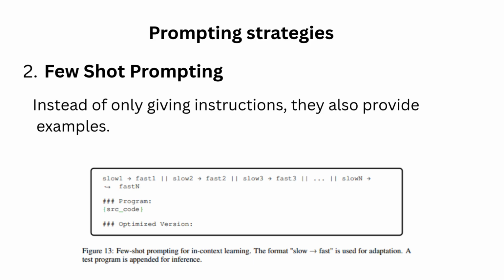The model starts learning from the examples provided within the prompt itself. This is known as in-context learning. Instead of learning through training updates, the LLM learns optimization patterns directly from the context of the prompt. It tries to imitate the kinds of transformations shown in the examples.